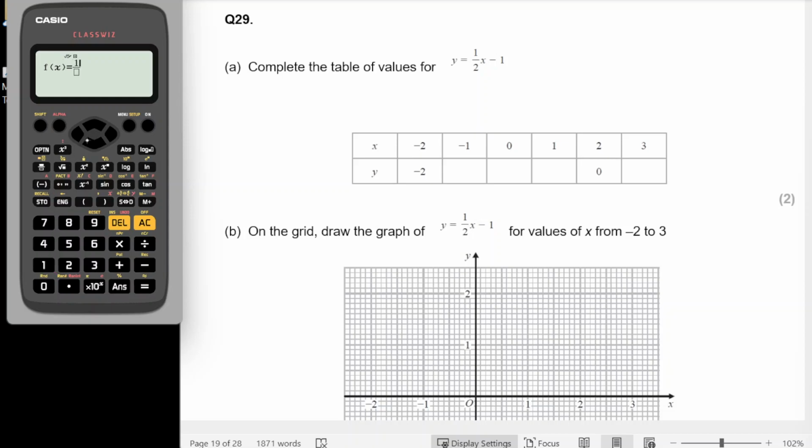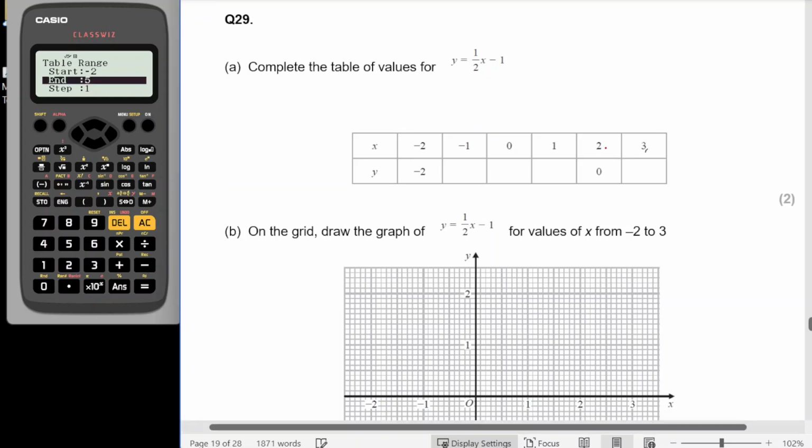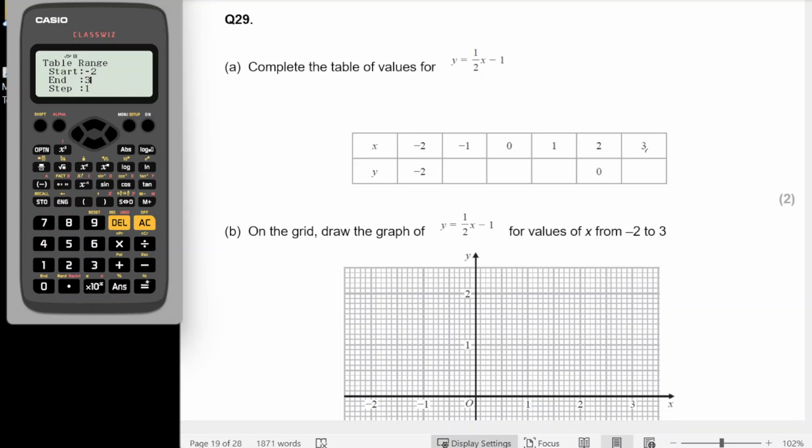So a half times by x, alpha x minus 1. So I type the equation in. Don't need a second function, so I just leave that blank. I want my values to start at minus 2, and I want it to go up to 3, and then I want to go in steps of 1 because these are going up by 1 each time, and then that will automatically do my table for me.